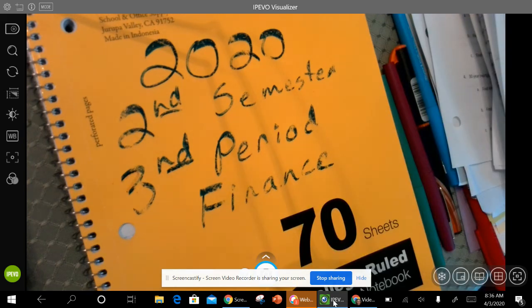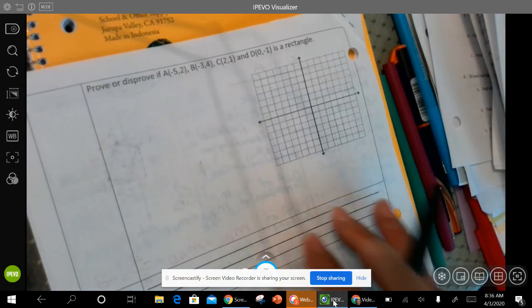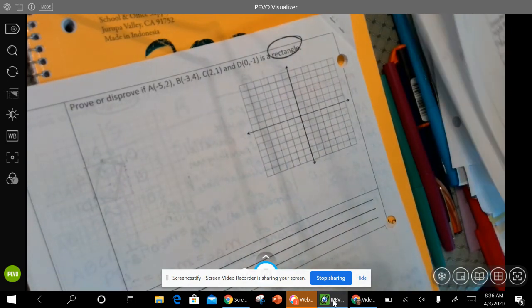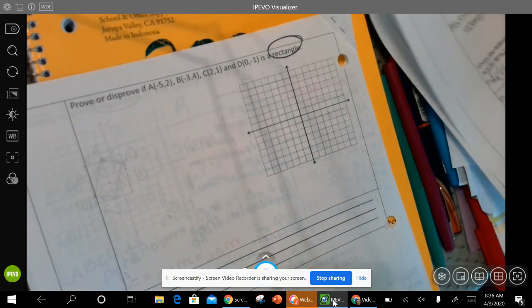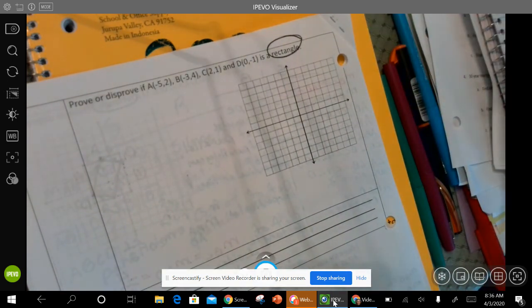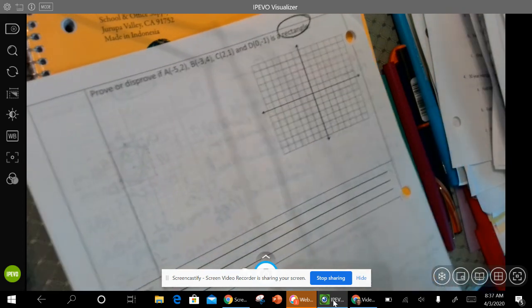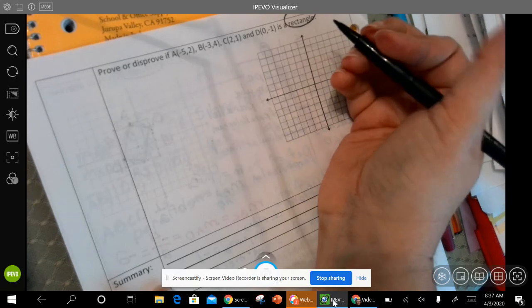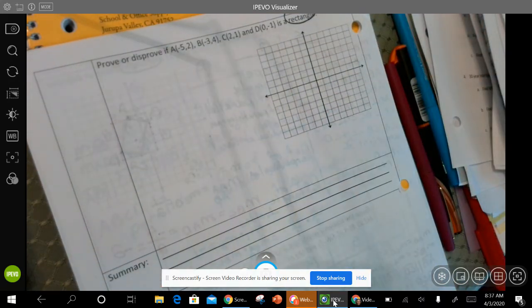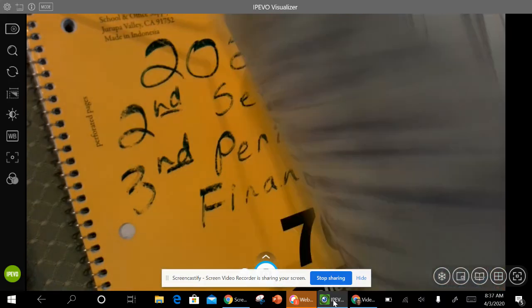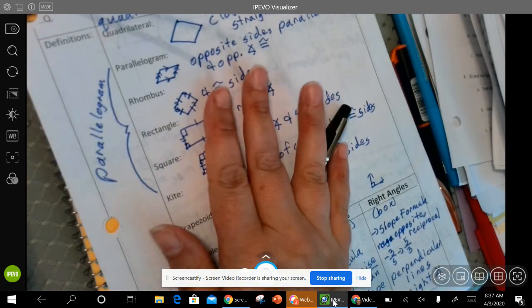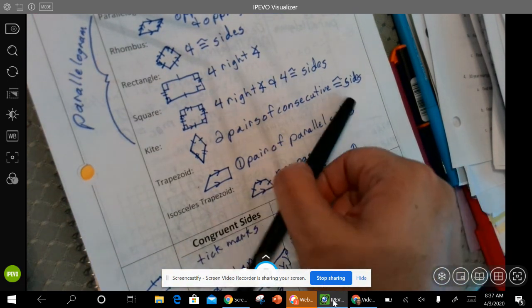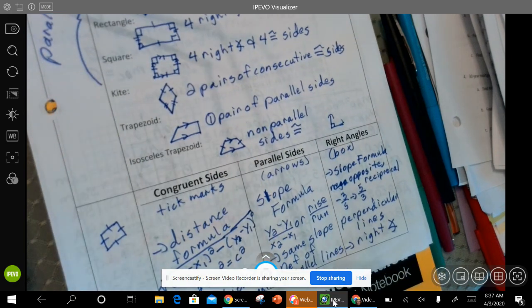Okay, last one, everybody. Okay, so we're going to prove or disprove that it's a rectangle. Okay, so I'm actually going to skip that one. I think everybody, you've gotten enough of this. So you got this. No, you are going to need to do the distance and the slope formula. You got this.